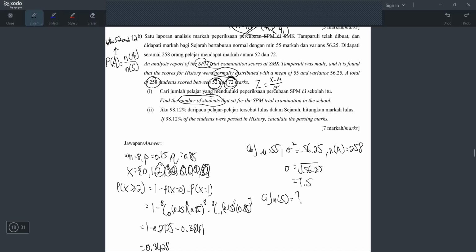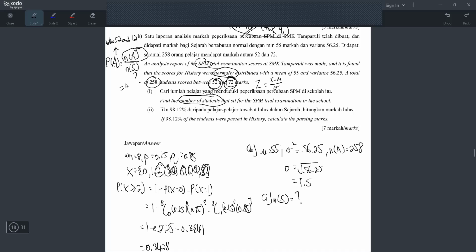But the number of students who scored, if I want to find the probability for between 52 and 72, the formula would be number of students that scored 52 to 72 divided by total. But they already give me 258. So the 258, that's why I write NA. And then they say find the number of students that sit for the SPM, means they want to find NS.